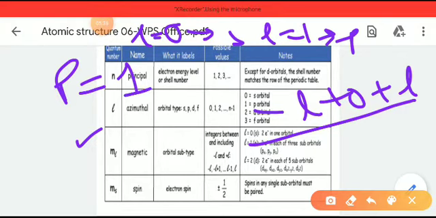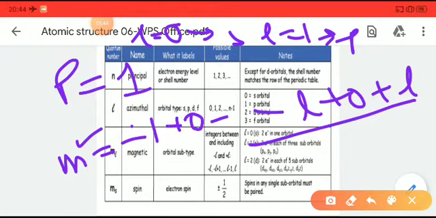So for P the l value is 1. For the magnetic quantum number, for any P orbital it will be minus 1 to plus 1, that means minus 1, 0, plus 1. That will be the magnetic value.